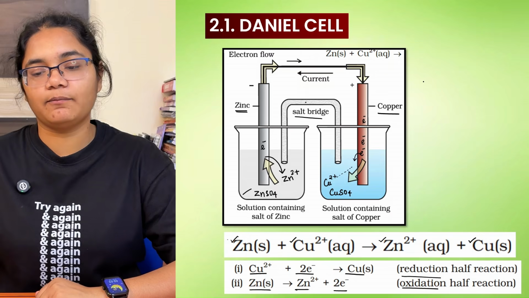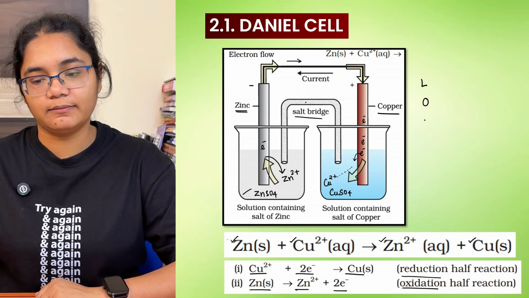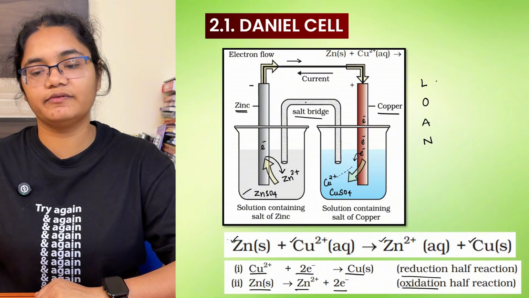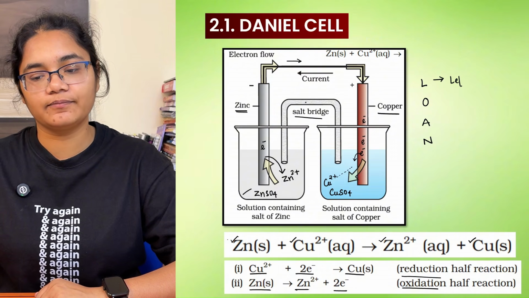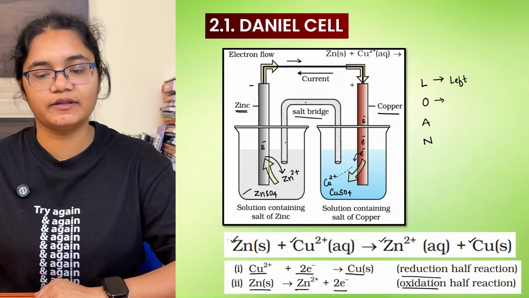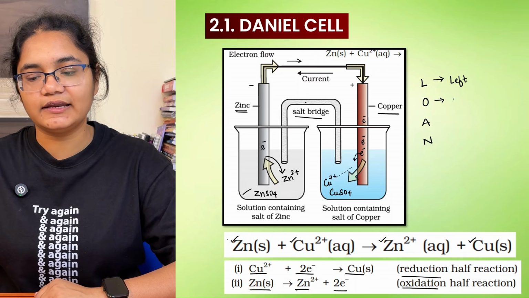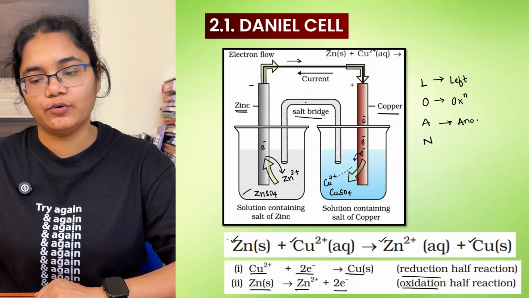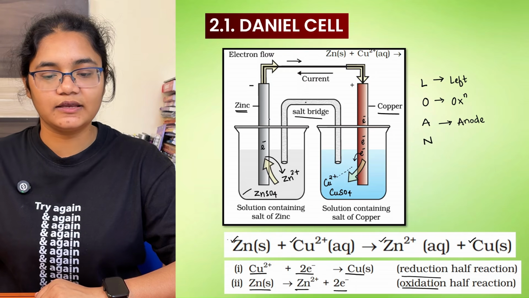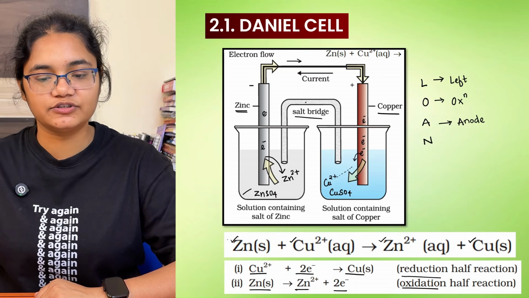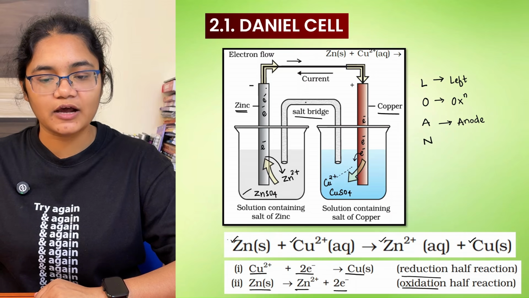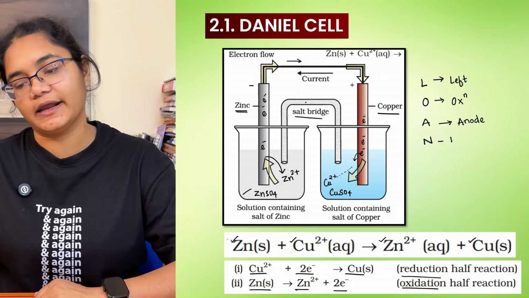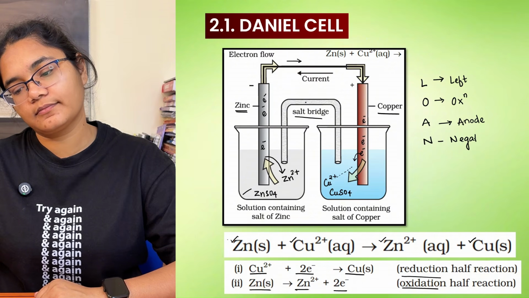Something important that you can remember through a mnemonic is LOAN: on the left side there is always oxidation, and oxidation always takes place at the anode. If you see here, Zn comes out and electrons build up here. So the charge of this anode will be negative.